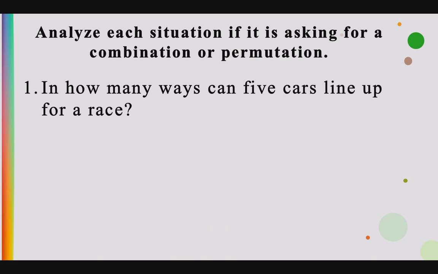So for number 1, in how many ways can 5 cars line up for a race? Is it a combination or permutation? Is order significant or not? Okay. So the correct answer for this one is permutation. Kasi nga po, magkakaiba ang ating 5 kotse. So, bawat arrangement ay magkakaiba, at ang tinatanong is how many ways can 5 cars. Kaya siya permutation dahil magkakaibang car.